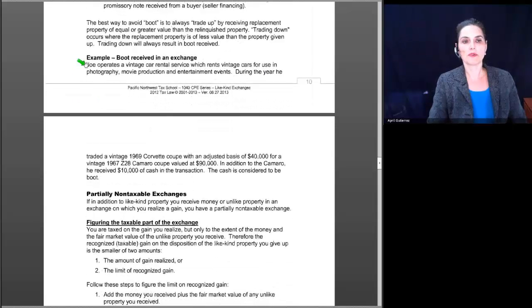And here is an example where we have an exchange where boot has been received. Joe operates a vintage car rental service which rents vintage cars for use in photography, movie production, and entertainment events. During the year, he traded a vintage 1999 Corvette Coupe with an adjusted basis of $40,000 for a vintage 1967 Z28 Camaro Coupe valued at $90,000. In addition to the Camaro, he received $10,000 of cash in the transaction. The cash is considered to be boot.